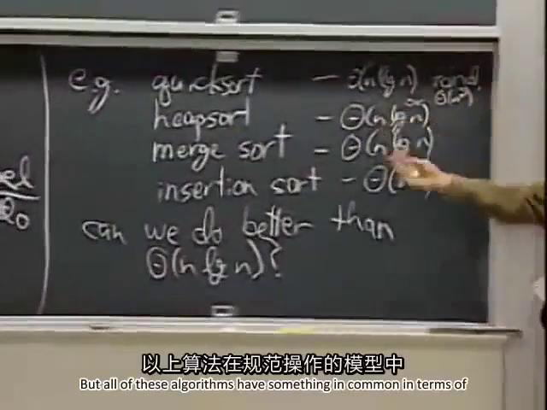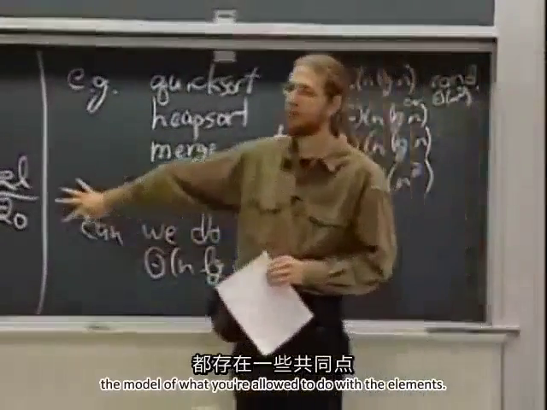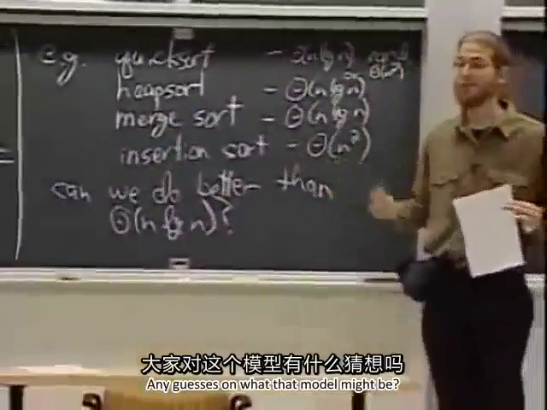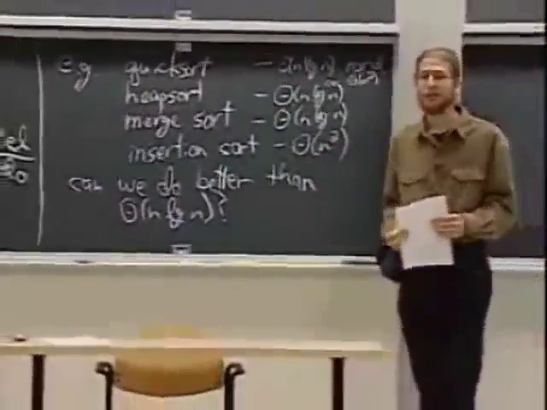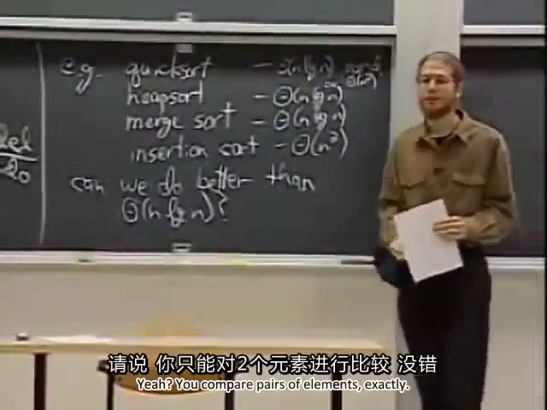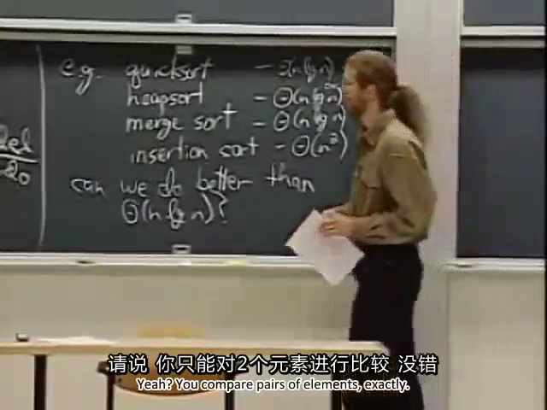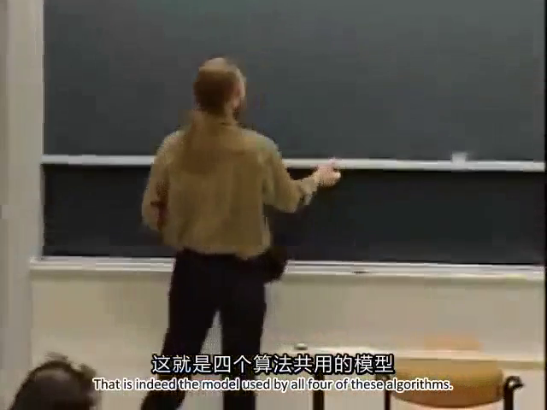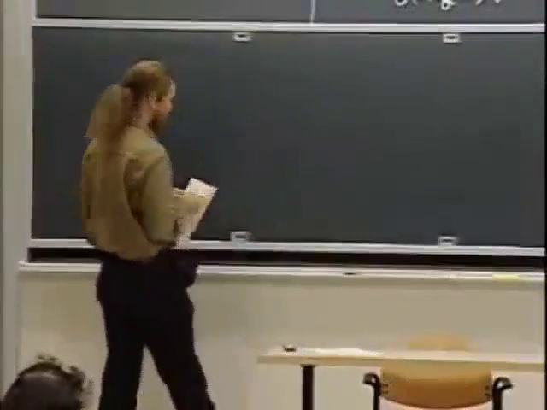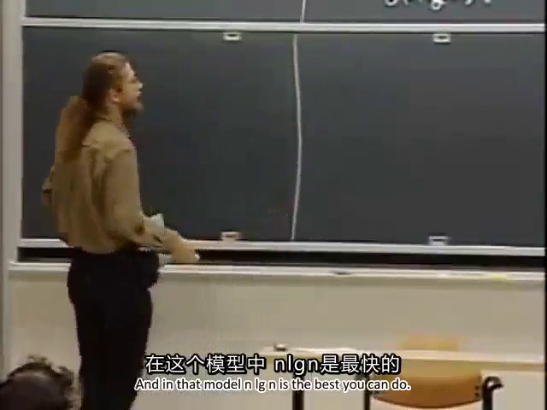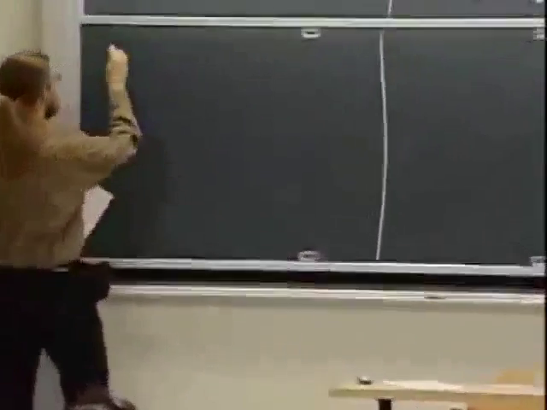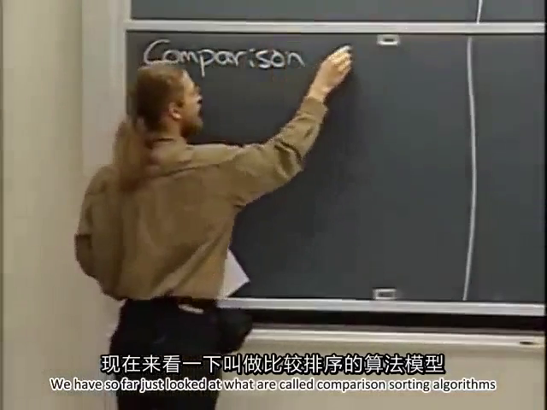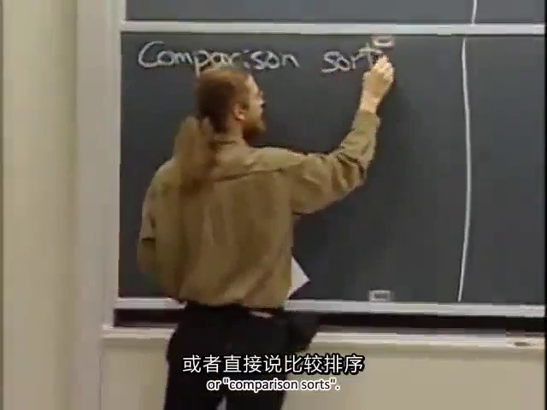But all of these algorithms have something in common in terms of the model, what you're allowed to do with the elements. Any guesses on what that model might be? You compare pairs of elements. Exactly. That is indeed the model used by all 4 of these algorithms. And in that model, n log n is the best you can do. So we've so far just looked at what are called comparison sorting algorithms, or comparison sorts.